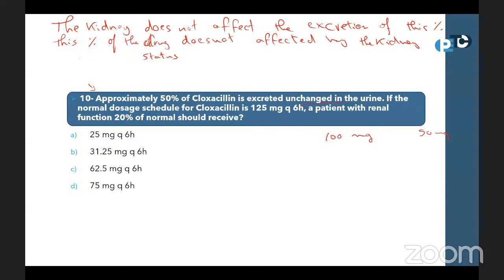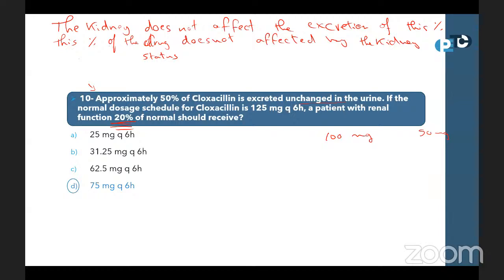If the normal dosage schedule for cloxacillin is 125 milligrams every 6 hours, a patient with renal function of 20% receives which dose? What is the dose in this case? Okay. Let us see how we can solve it. Yes, it is 75, but how can we get this percentage?